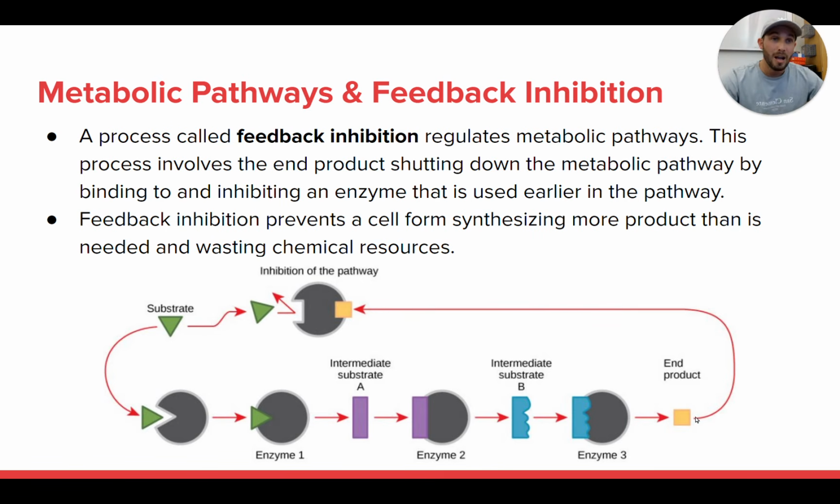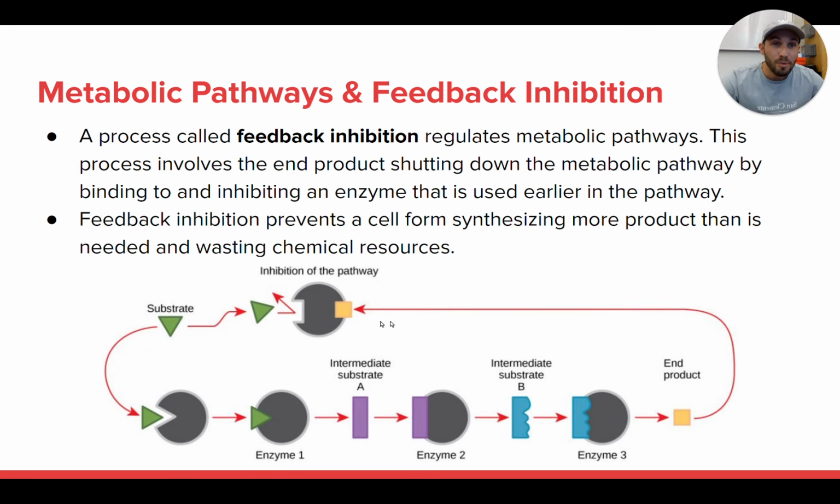And so what's going to happen now is, once you have a lot of these yellow squares floating around in the cell, by coincidence some of them are going to start binding to this earlier enzyme and turn off this enzyme, which shuts down this pathway to stop more yellow squares from being made. That's actually a perfect solution to this problem. We had too many yellow squares, and now the yellow square binds to and inhibits this enzyme, which decreases the amount of yellow squares being made. This is very efficient for the cell. It prevents the cell from making too much of something when it doesn't need it.